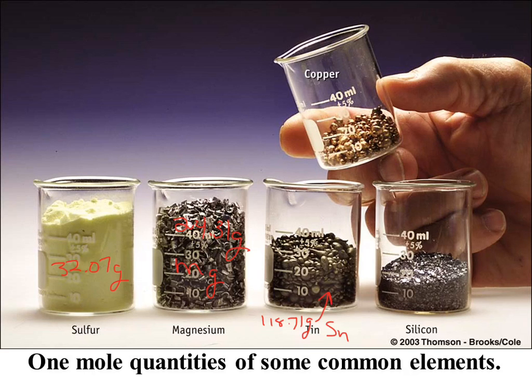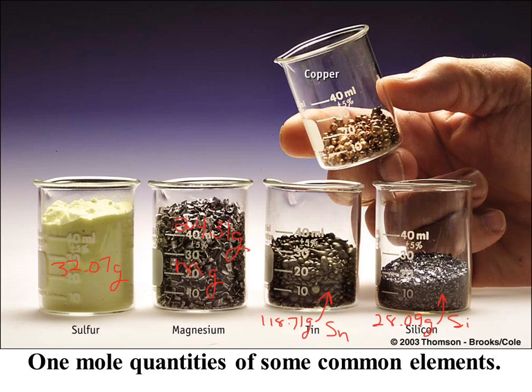Symbol for silicon? Si, very good. What's the atomic number for silicon? 14. It has 14 protons in the nucleus of every silicon atom. All right, so 14, so what's the decimal number? 28.09, I like it. 28.09 grams is what's in there. Why? Because somebody said they got one mole of it.